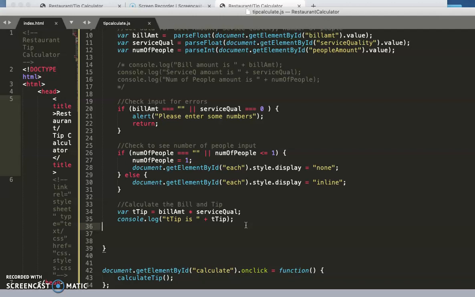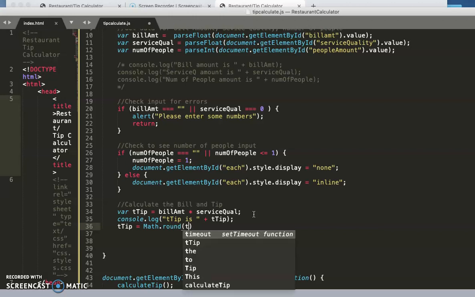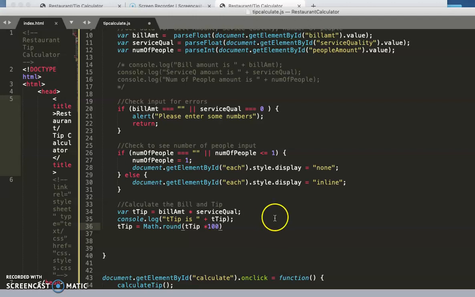And here's what we're going to do. We're going to say ttip is going to equal, we're going to use a Math.round function, and we're going to go ttip times 100. And what do you think that's going to do? That's going to take basically the two decimal places and make them into an integer, right? And then we're going to divide that by 100, and that's going to get us back to two places, basically.